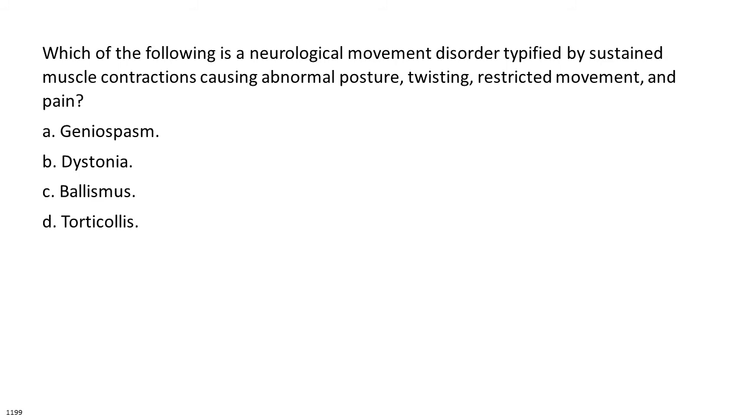Which of the following is a neurological movement disorder typified by sustained muscle contractions causing abnormal posture, twisting, restricted movement, and pain? A. Geniospasm. B. Dystonia. C. Bulismus. D. Torticollis.